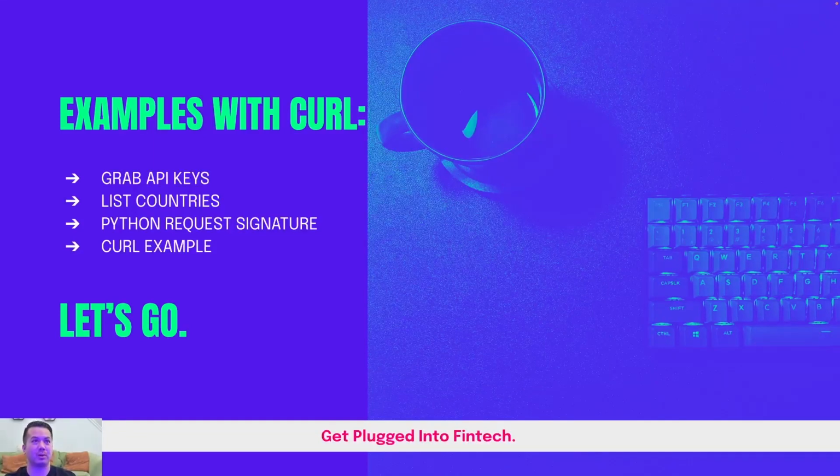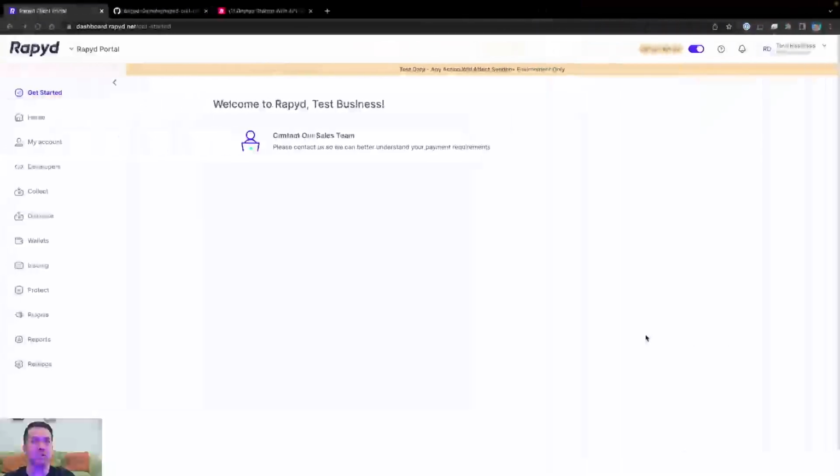So I'll grab my API keys from client portal. I'll do the API call list countries. It's just one of the most simple calls that we demo to walk through your first API call in our documentation. I'll use Python to calculate the signature, and then a curl request. So I will move to the next slide.